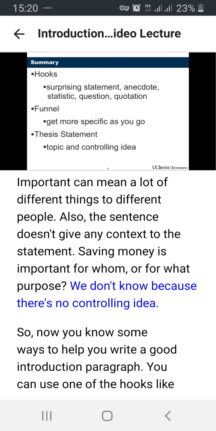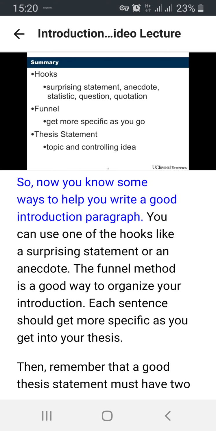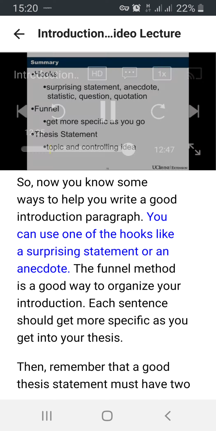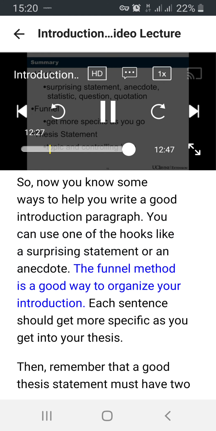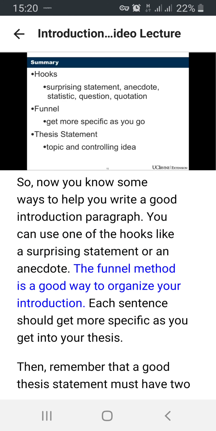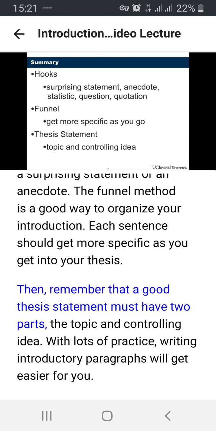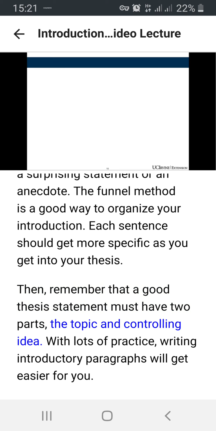So now you know some ways to help you write a good introduction paragraph. You can use one of the hooks like a surprising statement or an anecdote. The funnel method is a good way to organize your introduction. Each sentence should get more specific as you get into your thesis. Then remember that a good thesis statement must have two parts, the topic and controlling idea. With lots of practice, writing introductory paragraphs will get easier for you.